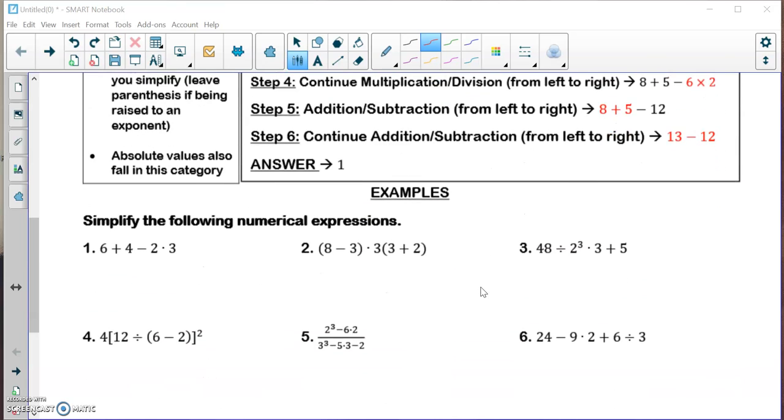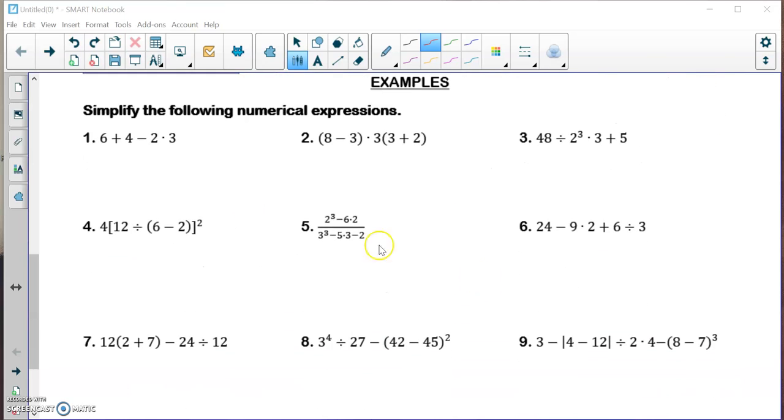In the following examples, we will be using the order of operations to simplify numerical expressions. Numerical expressions are just a string of numbers separated by operations, so addition, subtraction, multiplication, and division. And to simplify these numerical expressions means to get them down to one value or one number.